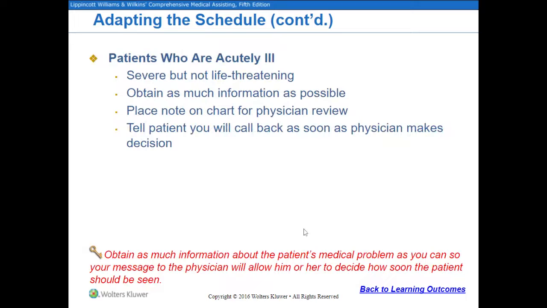Patients who are acutely ill, severe but not life-threatening, meaning they may have something that is urgent to where they need to be seen today, but they don't necessarily need to call 911, right? Like maybe they have blood in their stool. That's something that's serious. It's urgent, but it's not necessarily life-threatening. I mean, it could be, bleeding in stool can indicate some internal bleeding. So it's not that it's not urgent, but they don't necessarily have to call 911 right then and there, but they do need to be seen.